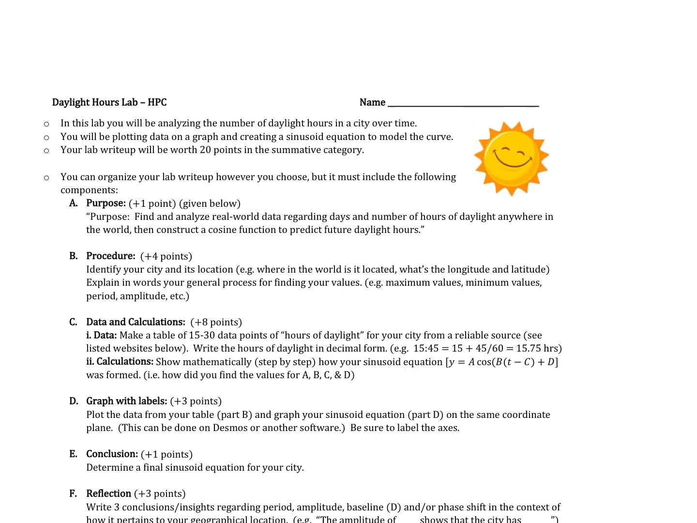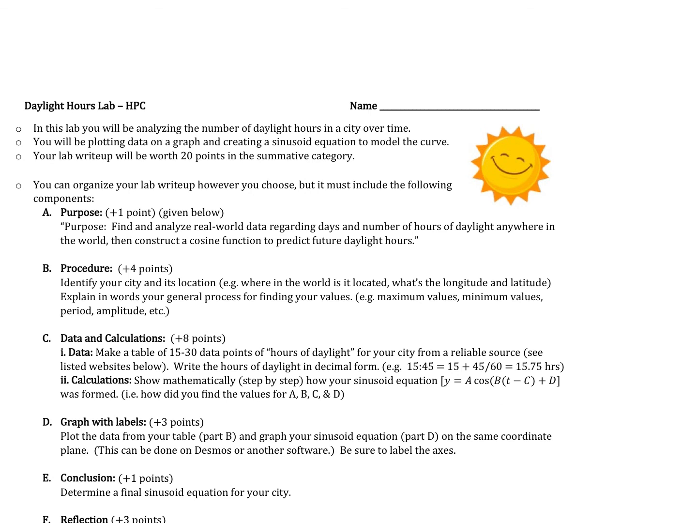And what's it about? Well, you're going to be analyzing the number of daylight hours in a city over time. You'll be plotting data on a graph and creating a sinusoid equation to model the curve. And it's going to be worth 20 points, as it always is. It is in the summative category. So pay attention to this one.